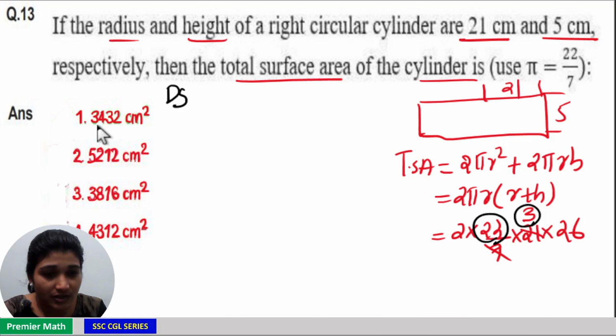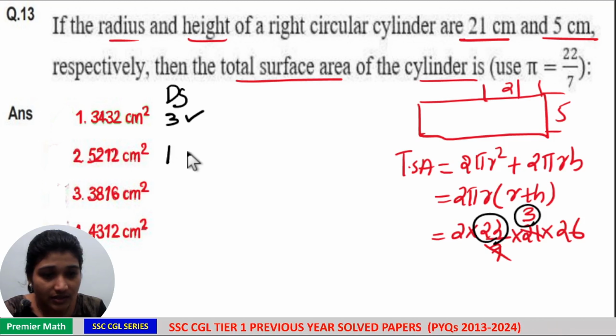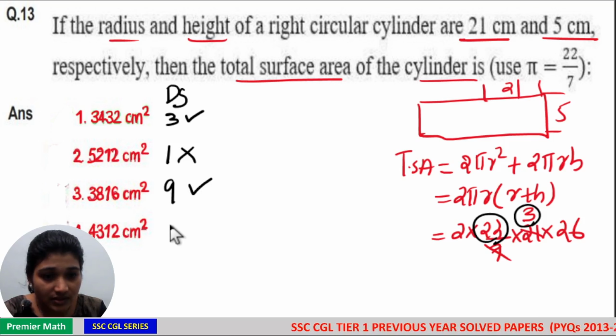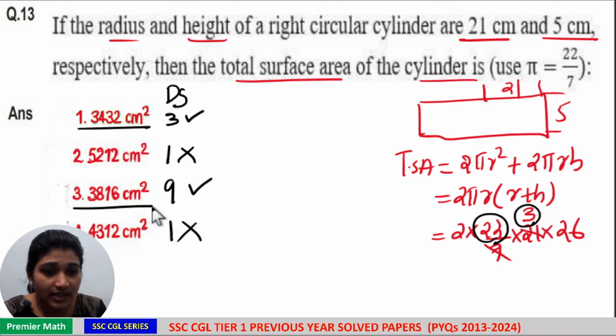Here first option digital sum is equal to 3 plus 4, 7, plus 2, 9. So 3 is the digital sum here. It can be our answer. Here 5 plus 5, 10. 1 is the digital sum. Not our answer. 8 plus 1, 9. 6 plus 3, 9. 9 is the digital sum. It can be our answer. Here 4 plus 3 plus 2, 9. So 1 is the digital sum here. Not our answer. So either 1 or 3 can be our answer.